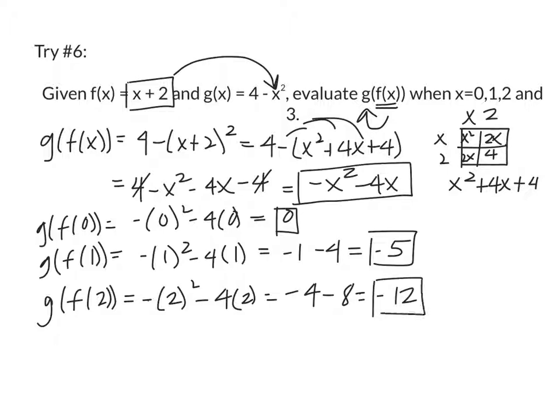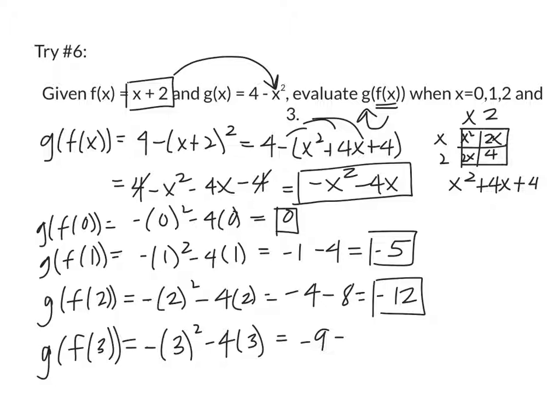Now I actually didn't see the last one. I'm also supposed to find g of f of 3. So we'll have negative parentheses 3 squared minus 4 times 3. Okay, that would be negative 9 and then minus 12. So that makes this negative 21. Let's keep going.